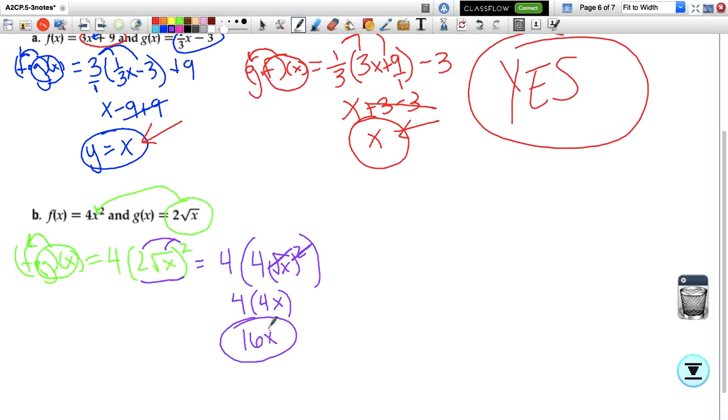Can I simplify that any further? No. Is this my identity function? It needs to just be x. No. These two are automatically not inverses. I don't even have to check the other one, okay? I only check the other one if it's a yes here, okay? If you get a no on one of them, you stop and you say they are not inverses because the composition, okay, does not equal x. It's not an inverse, okay?